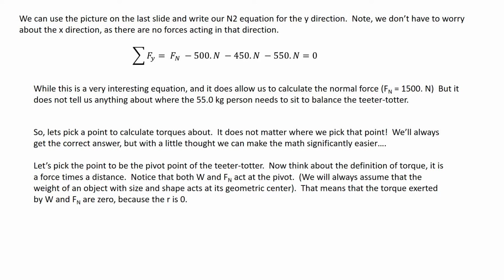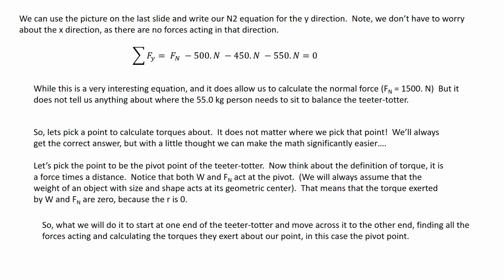Now let's think about what the definition of torque is. It's a force times a distance. Notice that both the weight of the teeter-totter and the normal force act at the point we picked. As I've mentioned before, we'll always assume that the weight of an object acts at its geometric center. If I pick this point, then since W and Fn both act there, the torque exerted by both of these is 0 because they're both located at the pivot point. That's the type of choice you need to make. So now I'll start at one end of the teeter-totter and move across it to the other end, finding all the forces that act and calculating all the torques about the pivot point.